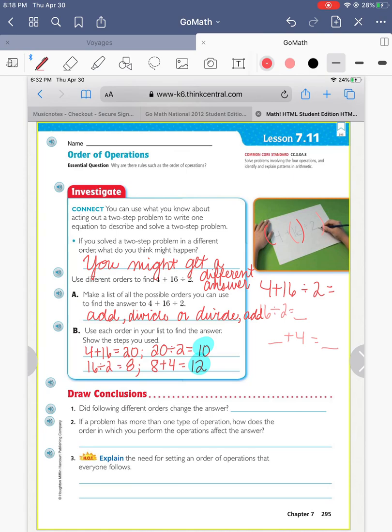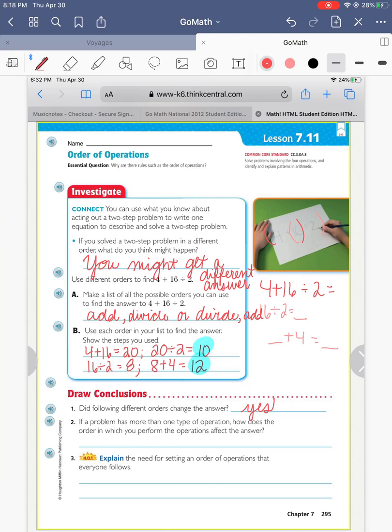So down at the bottom it asks, did following different orders change the answer? Did we get the same answer? No, we didn't. So yes, it changed the answer. If a problem has more than one type of operation, how does the order in which you perform the operations affect the answer? So if we follow the directions differently, what happens? We get a different answer.